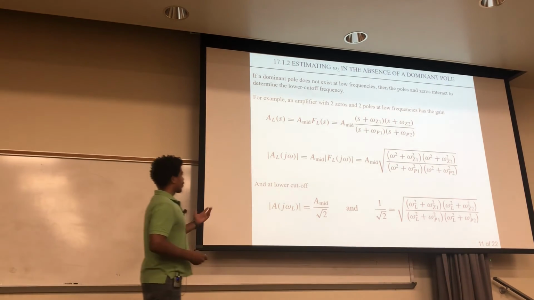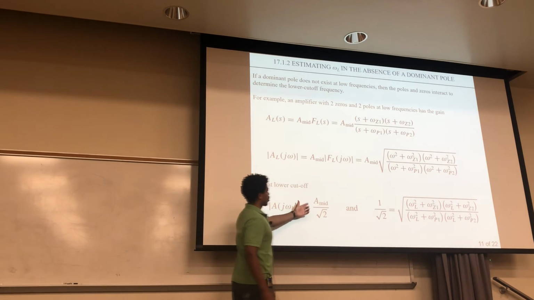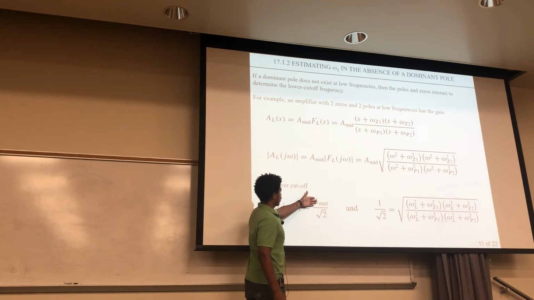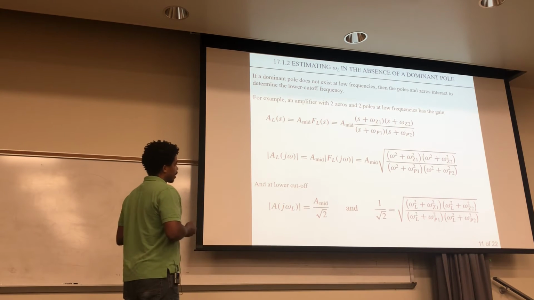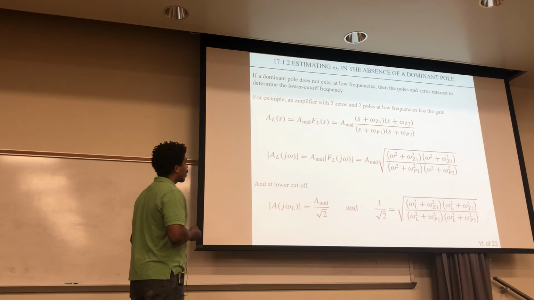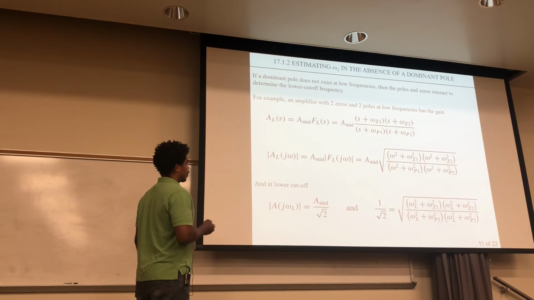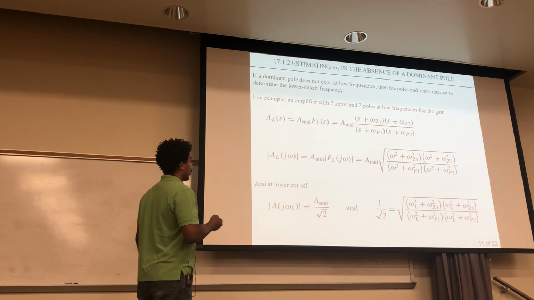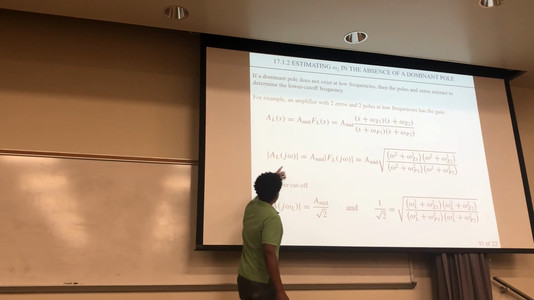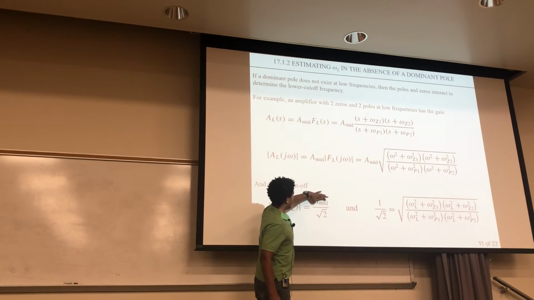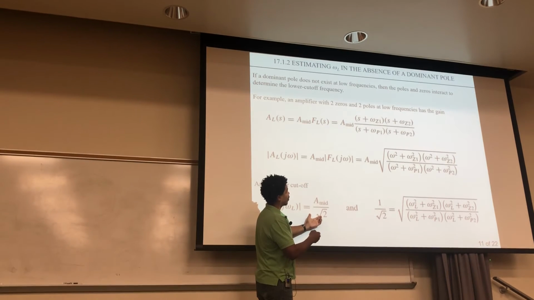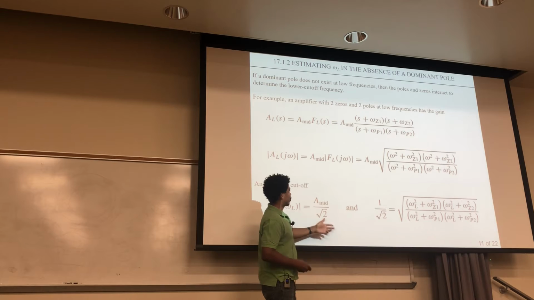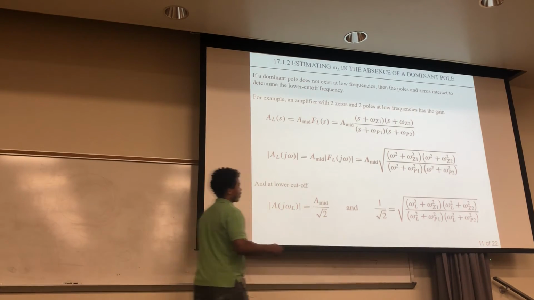Now, at lower cutoff, we know that it's going to be 3 decibels down, which is A mid divided by square root of 2. Okay, so if we look at this particular frequency of omega L, and we relate it to this expression right here, we can clearly see that if we plug in omega L here, we're going to get this A mid, which is right here, times square root of 2. So that just means that this expression right here must be equal to 1 over square root of 2, so we're going to assign that here.